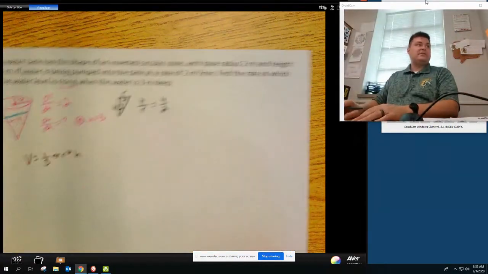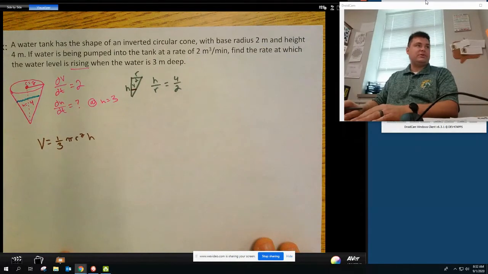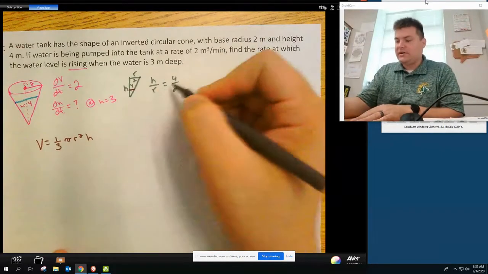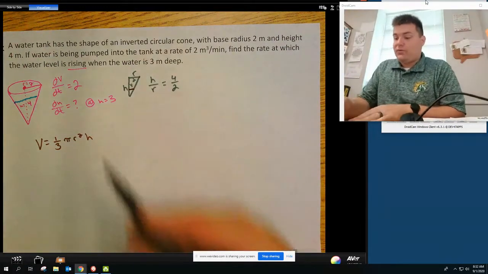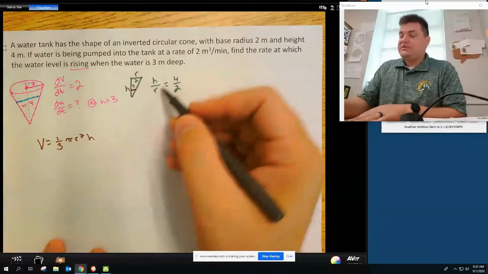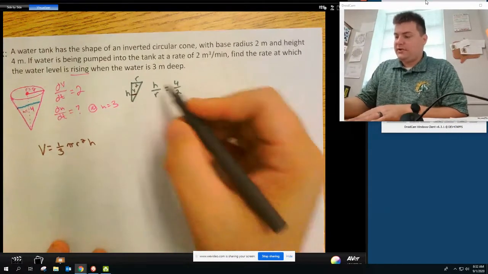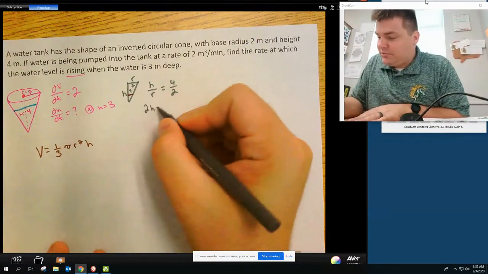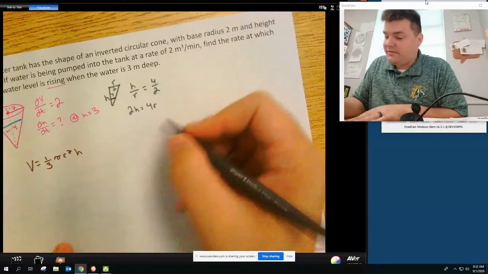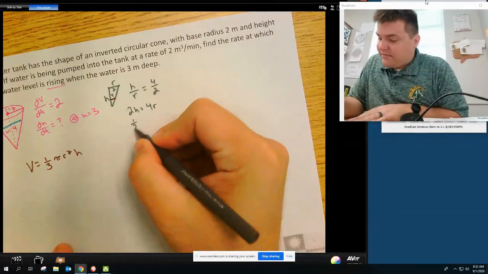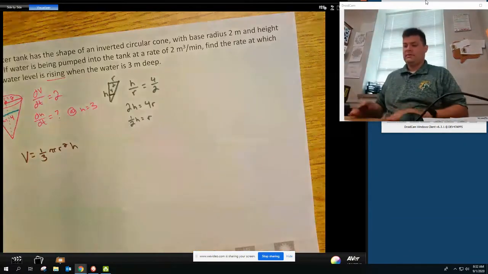Okay, every single cone is proportional. So H over R is equal to 4 over 2. Now what I want to do is I want to get rid of R. So in order to do that, I need to solve for R. So when I cross multiply, I'm going to get 2H equals 4R. You divide the 4 over to get R by itself. You're going to get 1/2 H is equal to R.